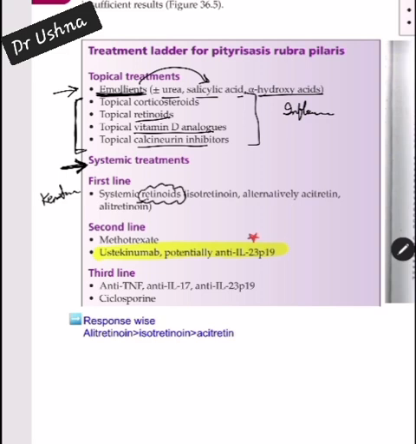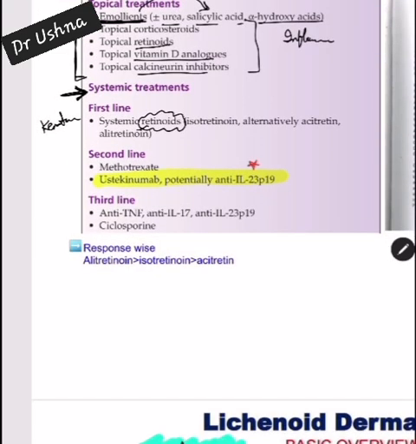For oral retinoids, you have to know the treatment ladder, or the response-wise choice of treatment retinoids. First line is alitretinoin, which is very important, then isotretinoin, then acitretin. And you all know that teratogenicity is the main side effect of the retinoids, so you should be cautious about it. The second line treatment is methotrexate or ustekinumab. We have just read that ustekinumab is superior to interleukin 17. So this is the treatment ladder, very important.